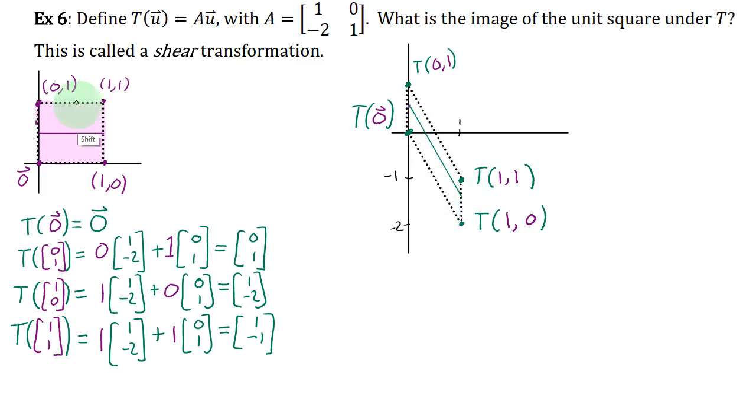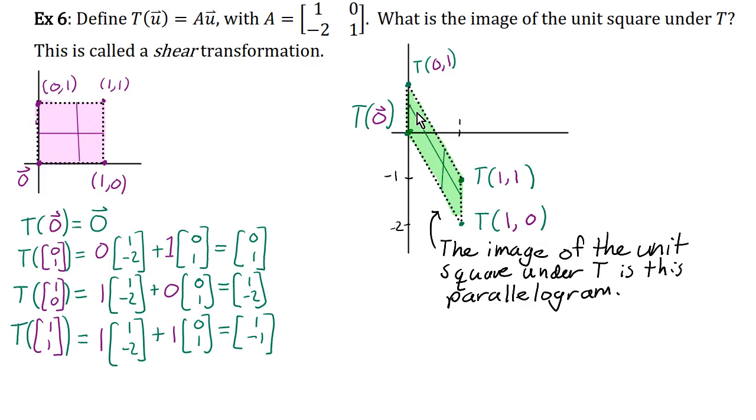And all the points on a line from here to here are going to end up on a line in the output space from here to here. So you can do that with all the points in between, and you can see that the set of outputs that you get is all of this stuff filled in, like so. And that is the image of the unit square under T. The name of this is a shear transformation.